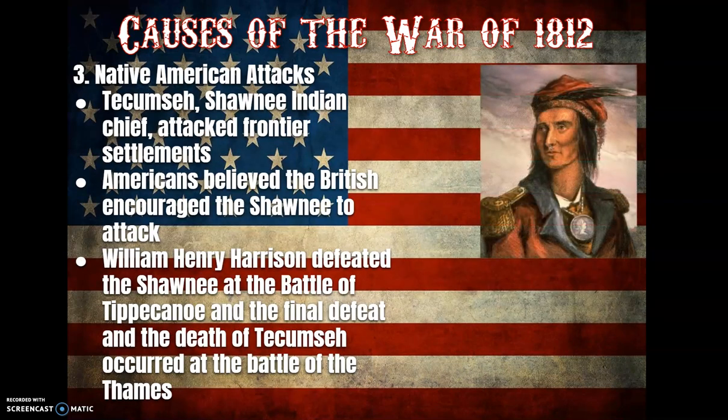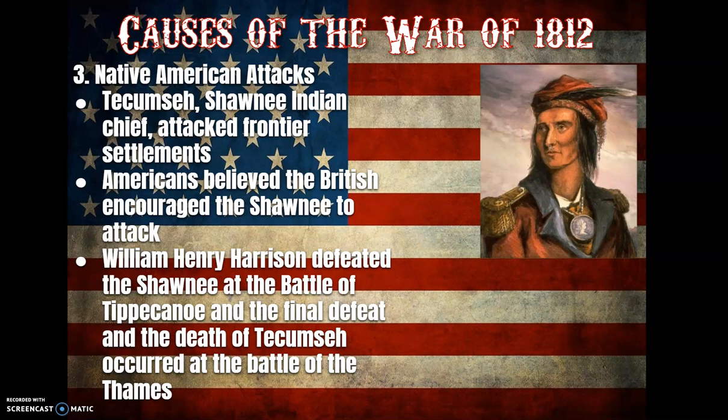The third are the attacks by Native Americans. So this Native American named Tecumseh, you see his picture right there. Tecumseh was a Shawnee Indian chief, and he was leading a few attacks on Americans. And Americans were convinced at this point that the British were kind of instigating these attacks and supplying the Native Americans with weapons to attack us. This is yet another reason why the Americans would want to go to war with England.